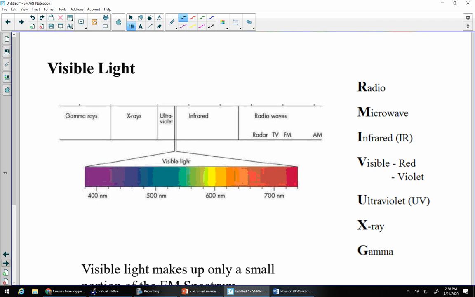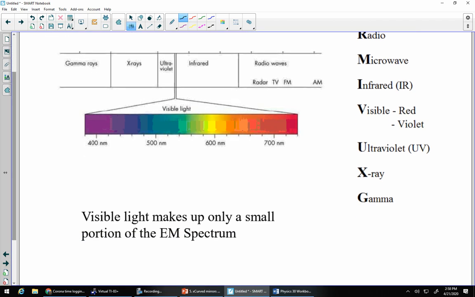We'll also talk a little bit about visible light. So things that you should know about visible light is the range. It's from about 400 nanometers to about 700 nanometers. So 400 corresponding to purple and 700 corresponding to red. And that is really all we can see.